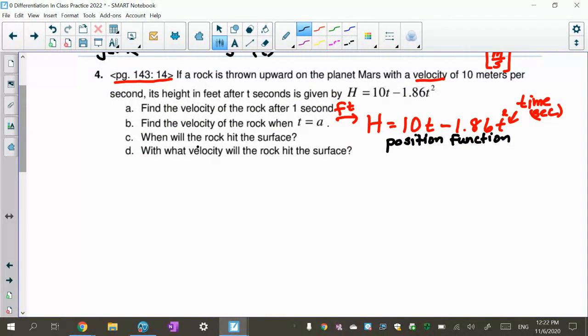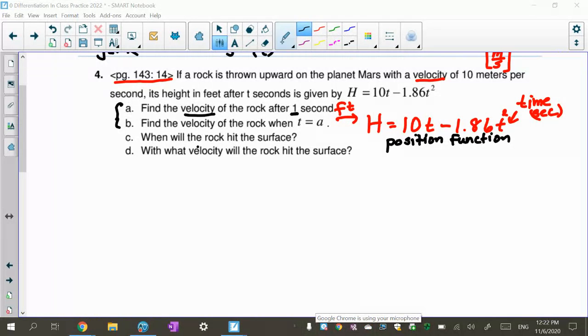Now, the other thing I want you to notice as we look at this problem is that they want me to find the velocity of the rock after 1 second. So I've got to do the derivative and find it after 1 second. But then as I go down this problem, it says find the velocity when t equals a. So they kind of want you to find the velocity of the rock anytime. And later on, for letter D, they're going to ask you what the velocity is when it hits the surface.